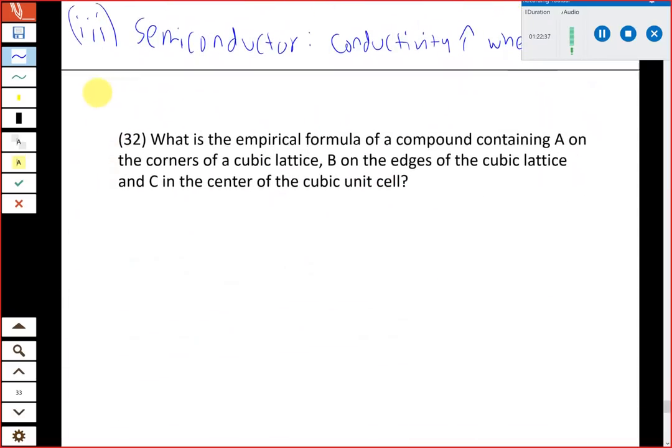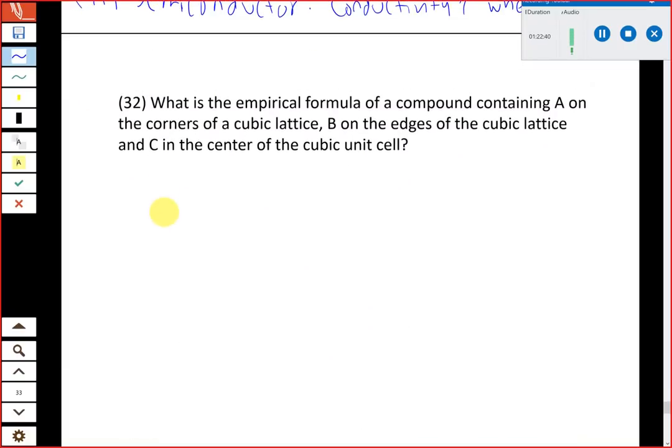All right, so number 32 is, what is the empirical formula of a compound that contains A on the corners of a cubic lattice, B on the edges of the cubic lattice, and C in the center? Now, technically, we skipped the topic of ionic compounds, which is kind of what this is related to, but this particular problem here only requires that we know how to count the atoms that are on the different positions of the cubic unit cell, which we did cover and which we do expect you to know. So we have 3 different elements in this cubic unit cell, abbreviated generically as A, B, and C, and we want to know what's the formula given the arrangement that's stated in this problem.